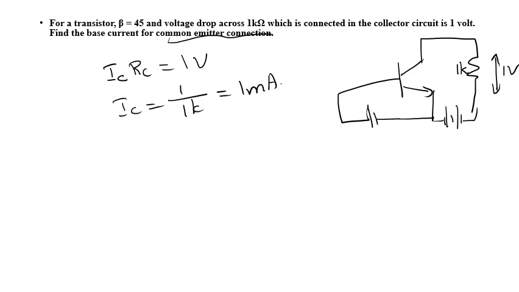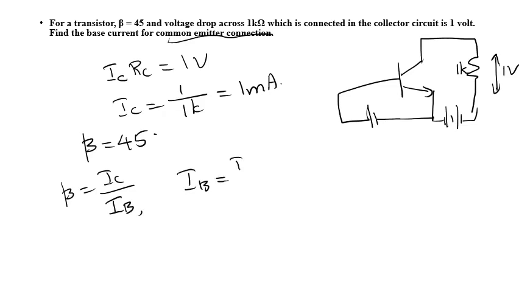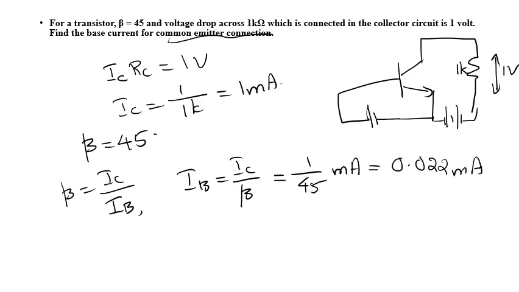Okay, so here what is given is beta, that is equal to 45. We know beta is equal to IC by IB. So IB is equal to IC by beta. That is 1 by 45 milliampere, which is equal to 0.022 milliampere, and this is nothing but 22 microampere. This is how we calculate the base current in the case of a common emitter connection.